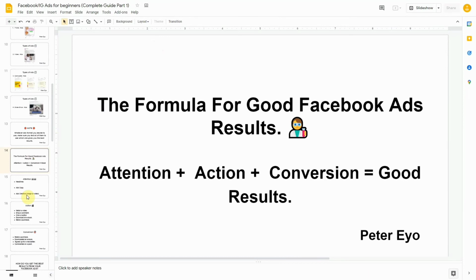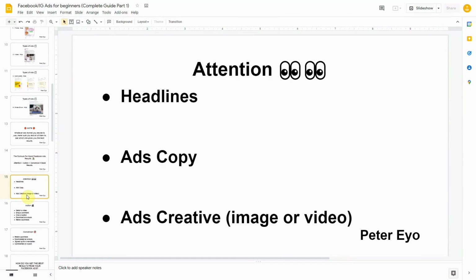How do you get people's attention? The first thing you want to consider is your headline. Your headline has to get people's attention. It has to stop them from scrolling on Facebook or Instagram. Another thing you want to use to get attention is your ads copy. Please make sure you put your ads copy together very well. Another thing that helps you get attention is your ads creative, either an image or a video.